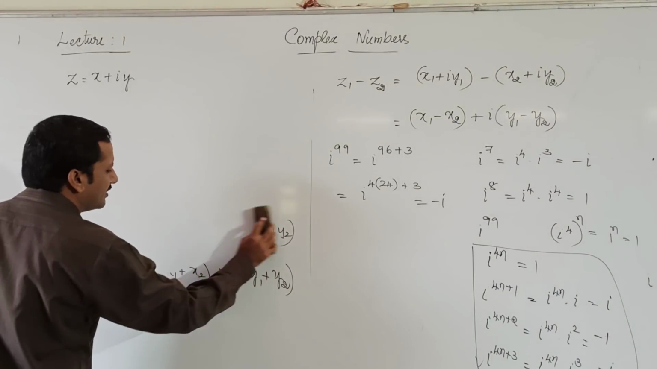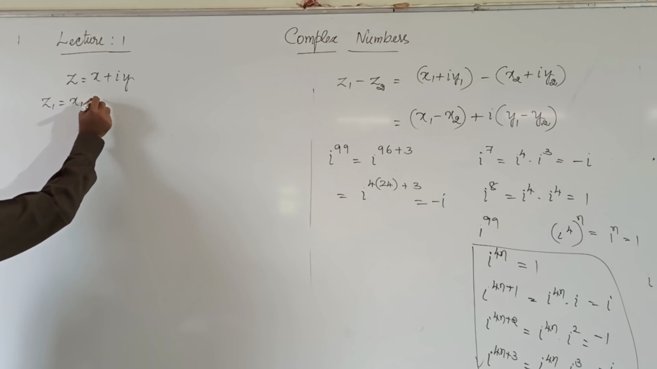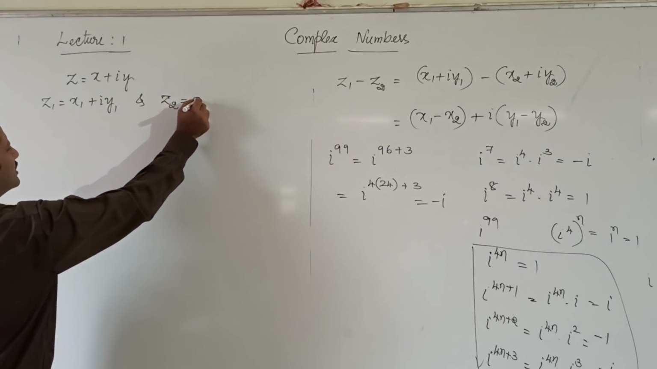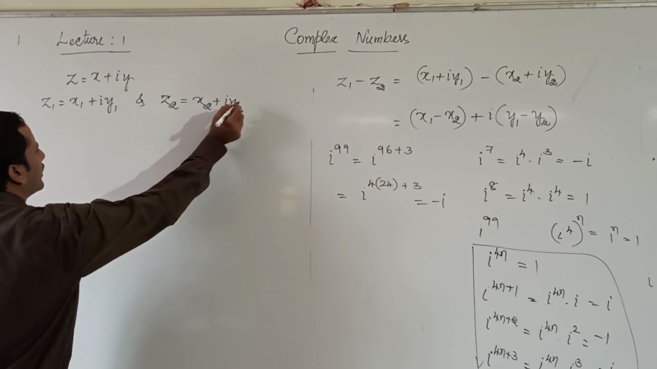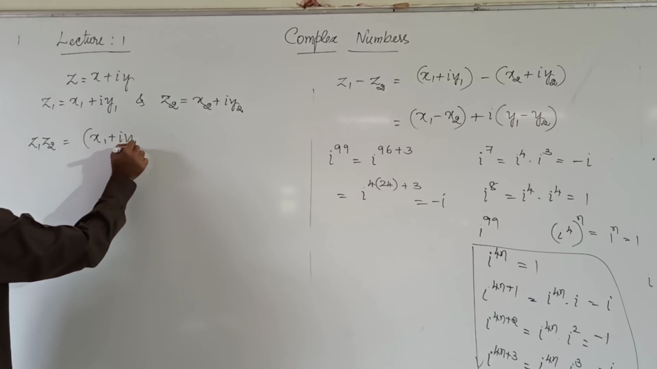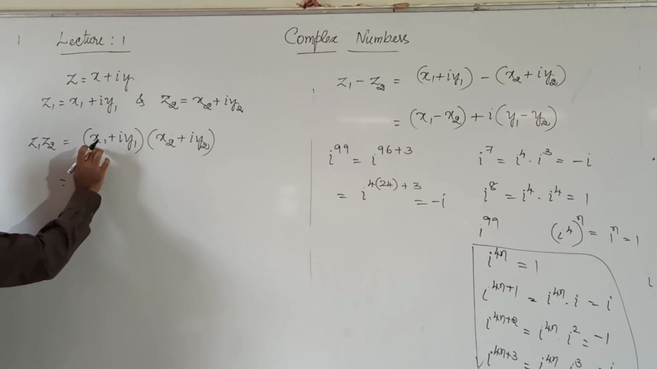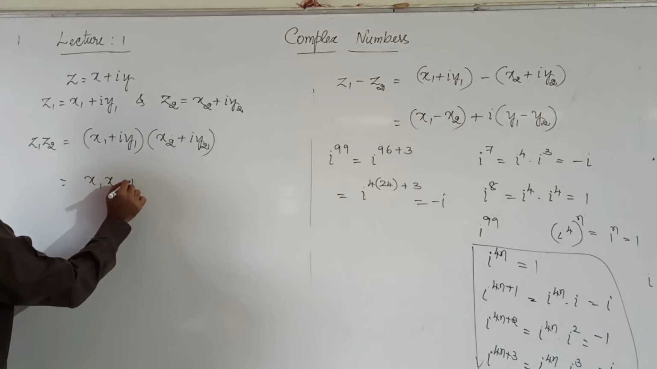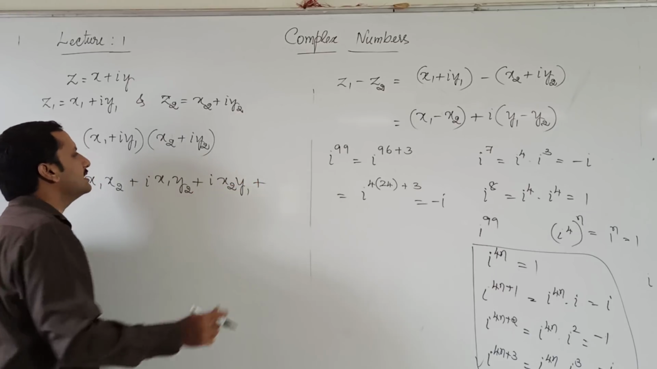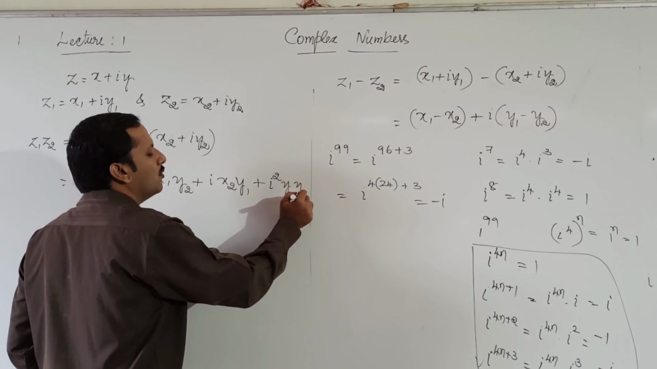Now I will discuss the product of two complex numbers. So again I will take those two complex numbers only. z1 is equal to x1 plus iy1 and z2 is equal to x2 plus iy2. Then z1 into z2, I want to find the product of these two. x1 plus iy1 into x2 plus iy2. That's equal to, multiplying, we get x1 x2 plus i into x1 y2 plus i into x2 y1 plus, in this step iy1 into iy2 I am finding. That will give you i square into y1 y2.